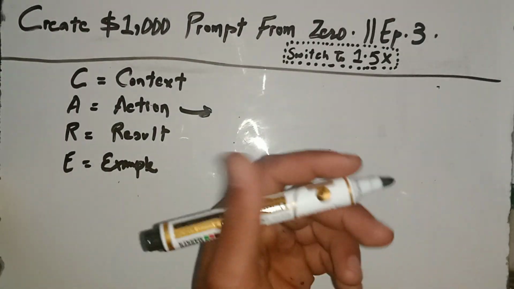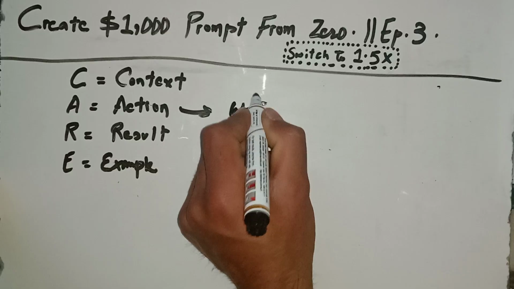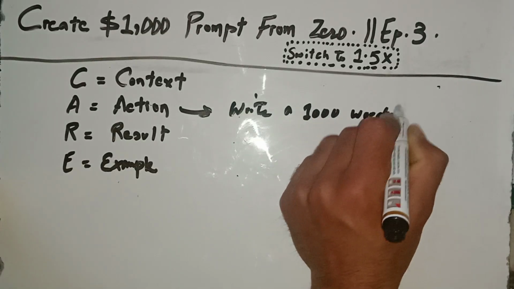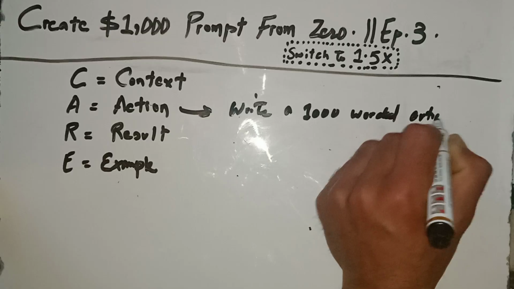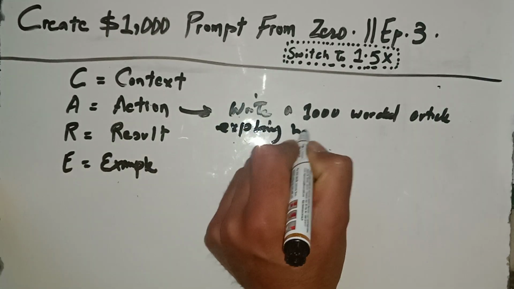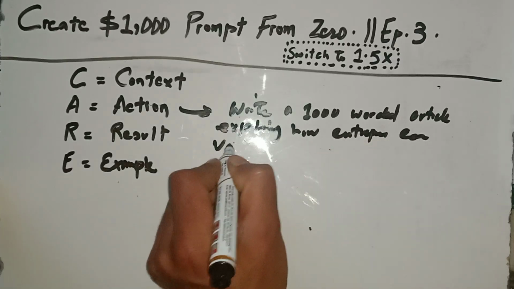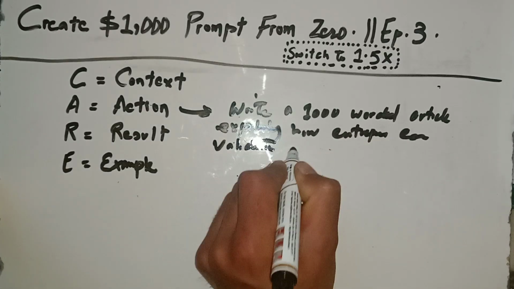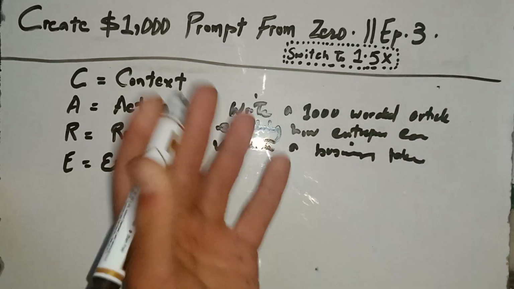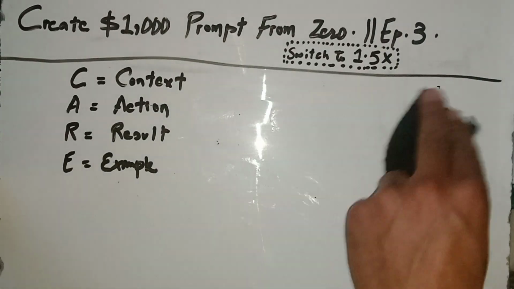If you want specific output from AI, you can just say, write a 1,000 word article explaining how entrepreneurs can validate a business idea. So this is how the second part of writing a prompt works under this framework.